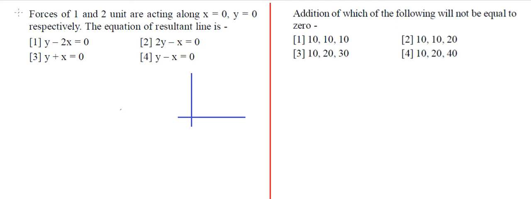So here is the next problem. The question is over here. You can read this question. In all the questions, what you can also do is pause your video, solve, then see the solution. Anyway, let me read it for you. It says forces of 1 and 2 unit are acting along x equal to 0, y equal to 0 respectively. The equation of the resultant line is.